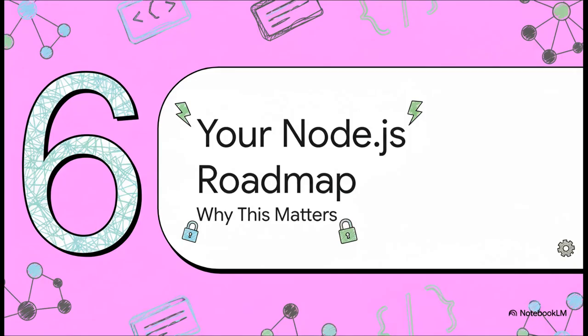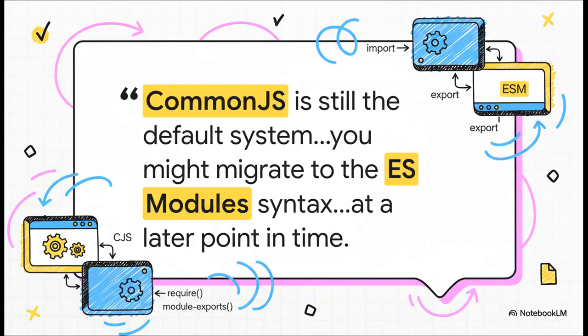Whew, okay, we've covered a lot. So let's bring it all together and see why understanding all this module stuff is so critical for any Node developer. This quote just nails it. CommonJS built the Node ecosystem. ES modules are shaping its future. You have to know CommonJS because pretty much the entire history of Node is built on it. But ES modules, that's the direction everything is heading.